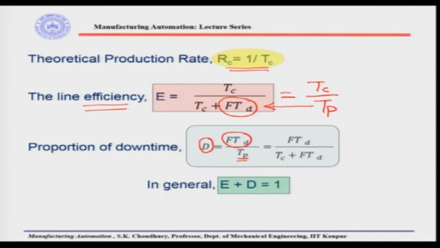If we know that, then in general we can check that E plus D should be equal to 1. If we see that Tc divided by Tc plus Ftd plus Ftd divided by Tc plus Ftd is equal to 1. So, this is a check. We know how much time the machine is up, the efficiency, and how much time the machine is down.